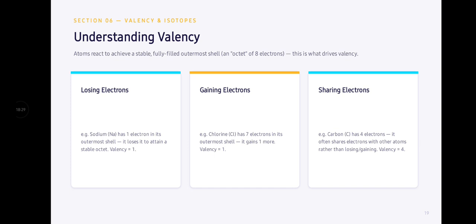Gaining electrons: chlorine, that is Cl, has 7 electrons in its outermost shell and it gains 1 more, so valency equals 1. Sharing electrons: carbon has 4 electrons. It often shares electrons with other atoms rather than losing or gaining. Valency is 4.